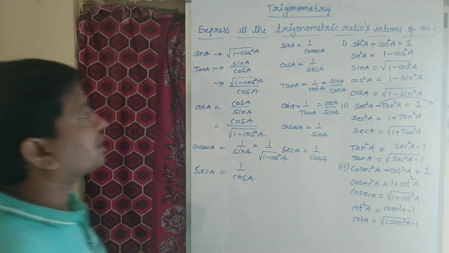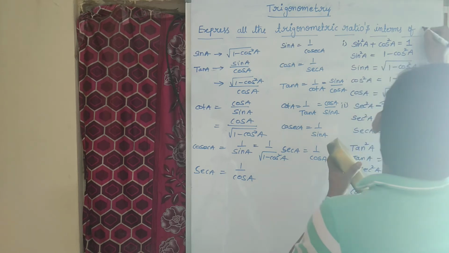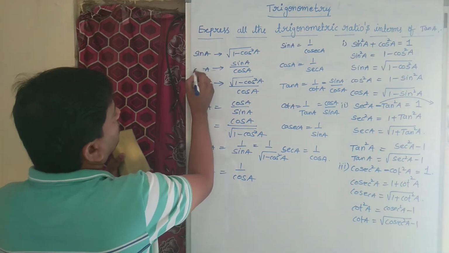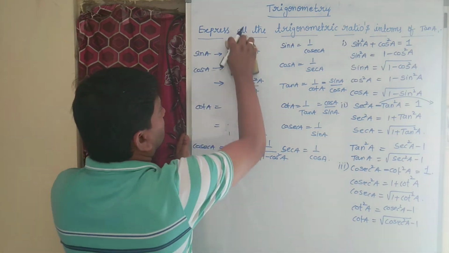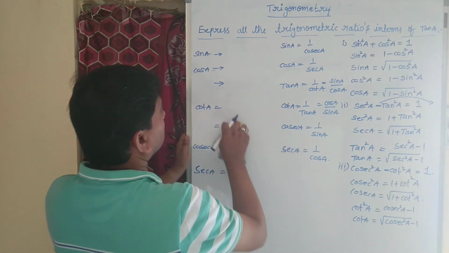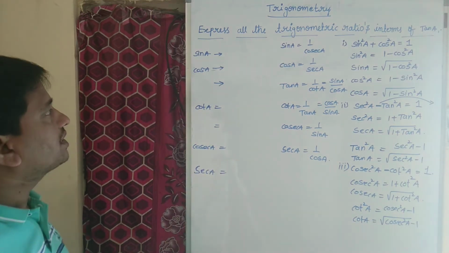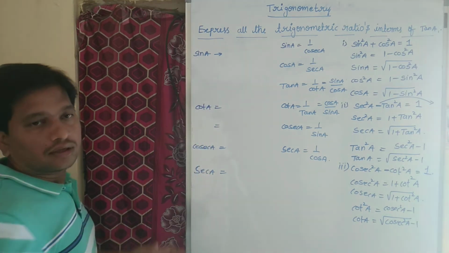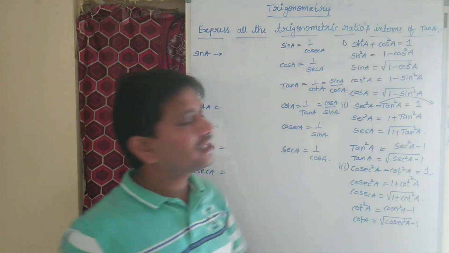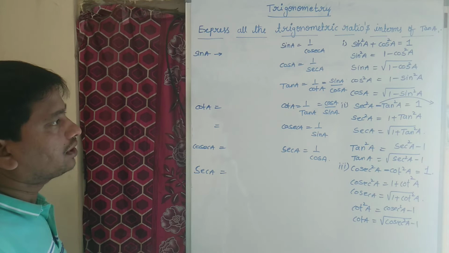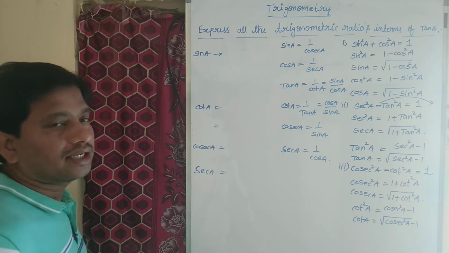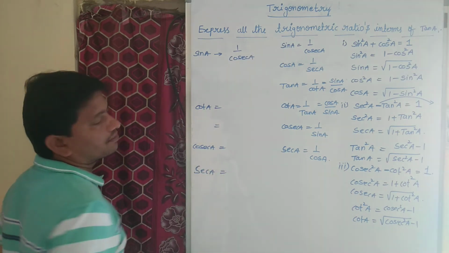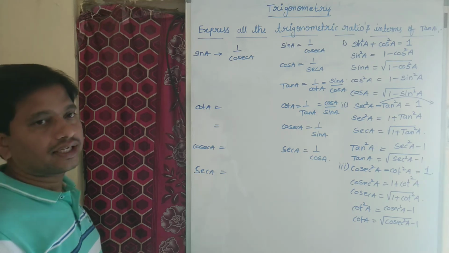Now let us express all the trigonometric functions in terms of tan A. What is sin A? We need to express sin A in terms of tan A. Okay children? So we know that sin A is the reciprocal of cosec A.